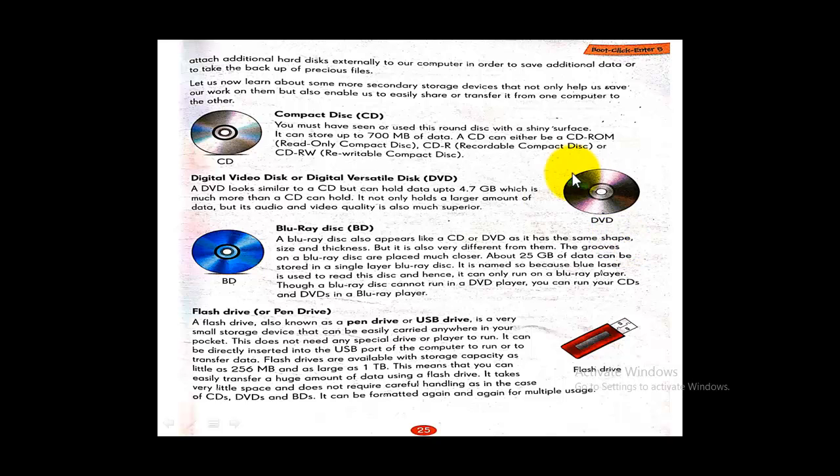But it is also very different from them. Now let's see here.